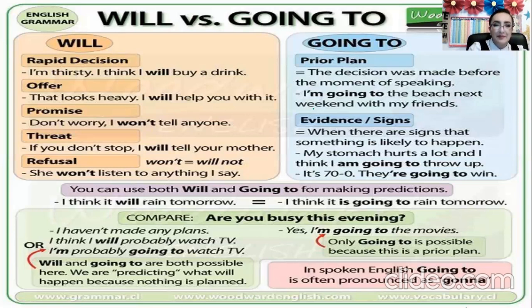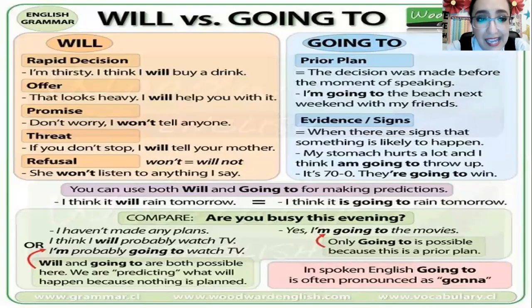That's wonderful. Until this moment, I would like to know what questions you have with will and going to. Will is for something that is quick, offers, promises, something more inductive. And going to is for something more deductive, when you have been thinking about it, when you have been planning it, when you have the evidence and the signs. But also, if we are talking about predictions, something that will happen or something that is going to be happening, we are going to be using both. No problem.